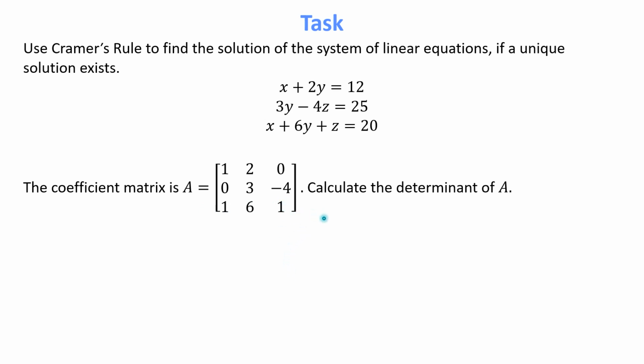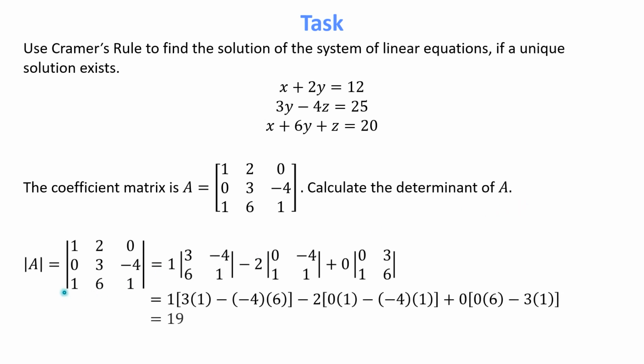So then what we must do is calculate the determinant of A. So this is a 3 by 3 matrix, so if you don't know how to calculate the determinant of 3 by 3 matrices, you may wish to revisit that topic. But upon finding the determinant of A, we find that it is 19. The steps above are just one way of finding the determinant. So you may know other ways of calculating the determinant of a 3 by 3 matrix, but as long as you get 19, it's fine.